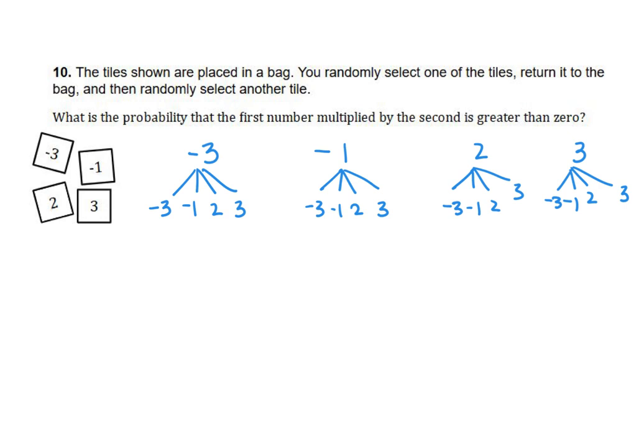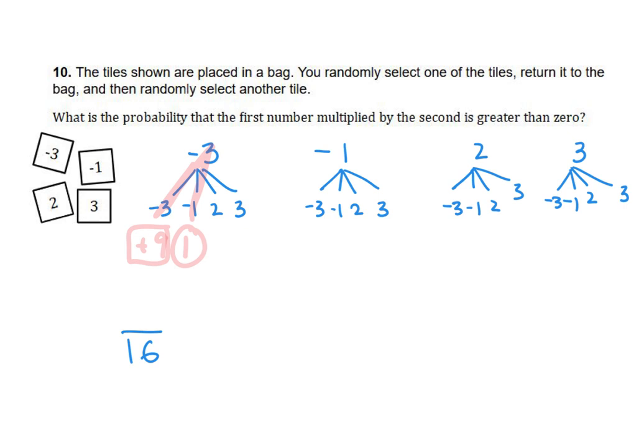We have 4, 8, 12. We have 16 total possible outcomes. And we now need to identify any outcomes that will have a number greater than 0. So negative 3 times negative 3, that's actually positive 9. Negative 3 times negative 1, that is 3. But negative 3 times 2 is negative 6, and negative 3 times 3 is negative 9. So up to this point, we just have 2.